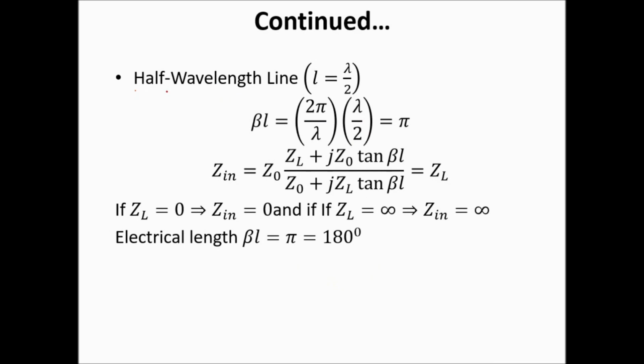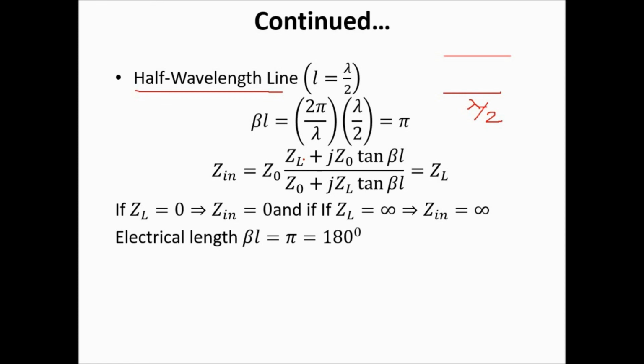You can find the maximum power transfer by using this formula. Now, a half wavelength line. If you have a half wavelength line, the length equals lambda over 2. So what will happen? For lambda over 2, the electrical length will be beta L, beta equal to 2 pi over lambda, so lambda over 2 gives pi. Now if you have a half wavelength line, the input impedance will be Z0 times (ZL plus j Z0 tan beta L) over (Z0 plus j ZL tan beta L), with beta L equal to pi. So tan pi is 0, and you get Z0 cancel out, equal to ZL.